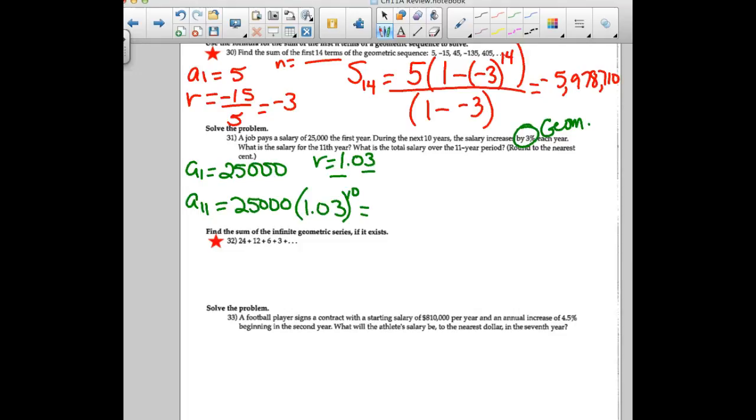The 11th term then should be 33,597.91, $33,597.91.